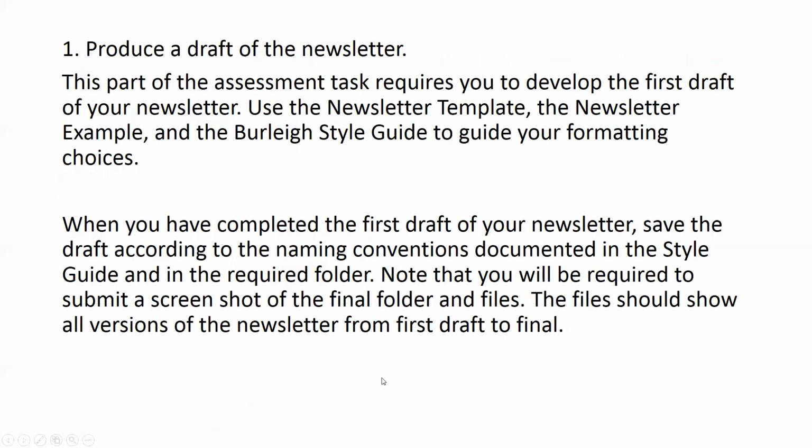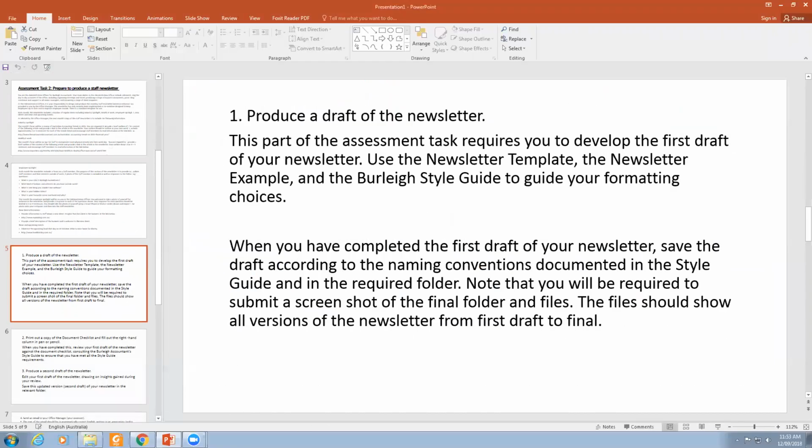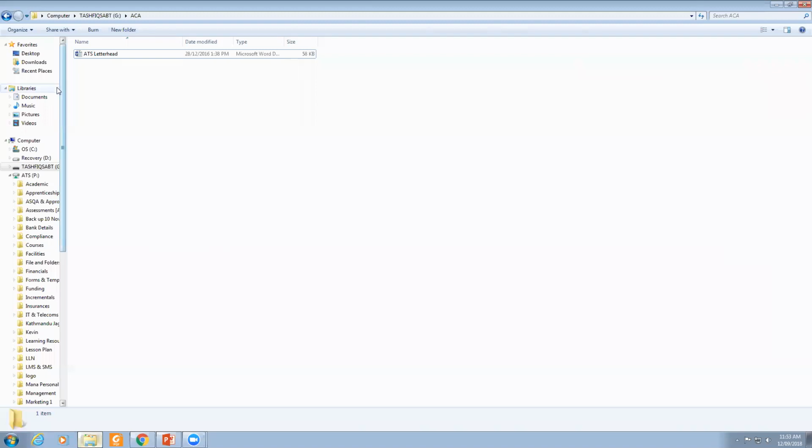Okay, so let's start from question number 1. Produce a draft of the newsletter. This part of the assessment task requires you to develop the first draft of your newsletter. Use the newsletter template, the newsletter example, and the style guide to guide formatting choices. When you have completed the first draft of your newsletter, save the draft, adding it into the naming convention. So you need to just make one newsletter. This is not a difficult task, right?